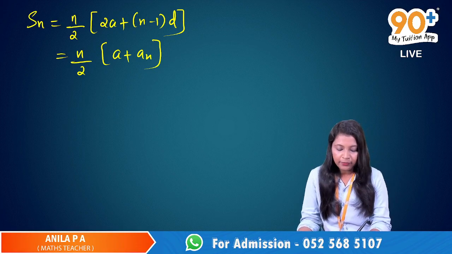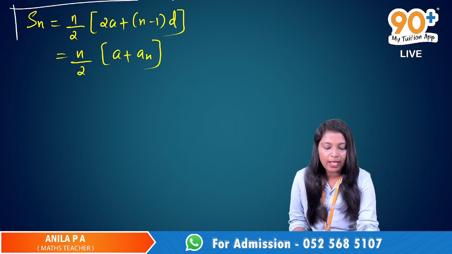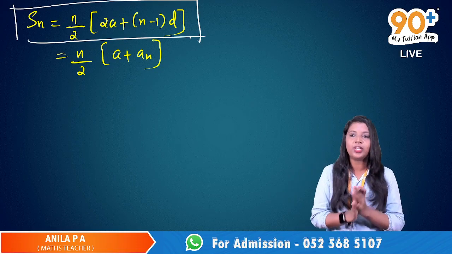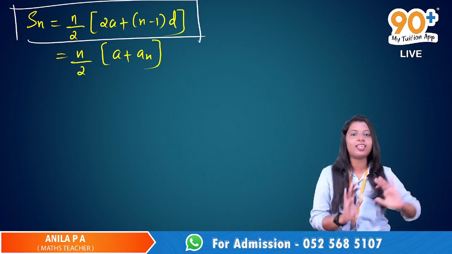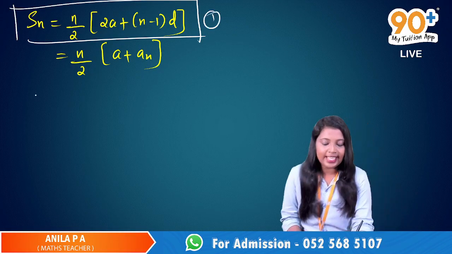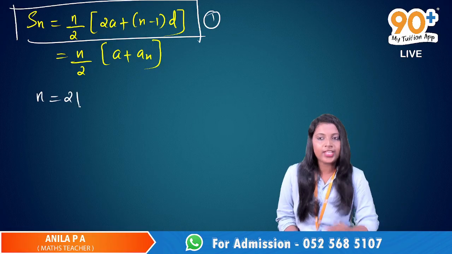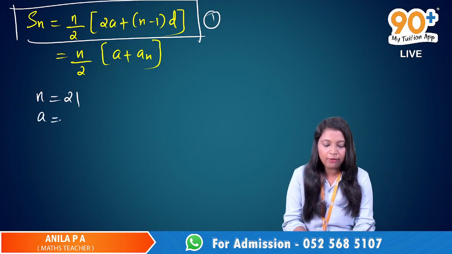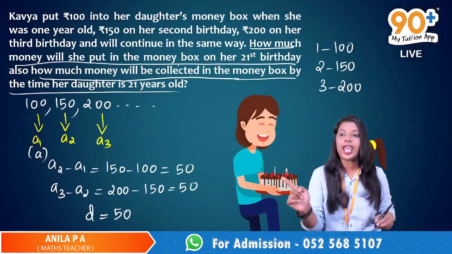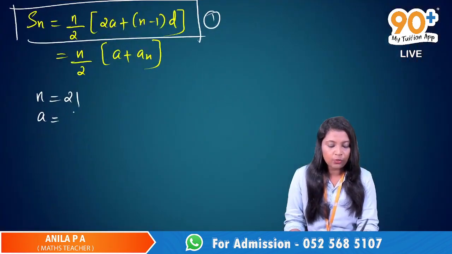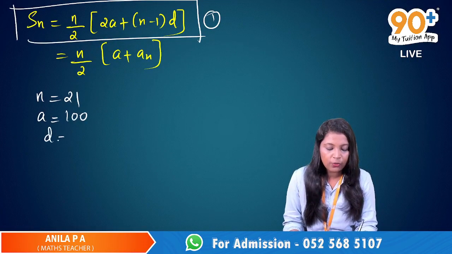So here, when you are using the first one, I'm going to use n by 2 into (2a plus (n minus 1) into d) first. Let's forget about the second one for now. So what is n? I need to find S21, so n is equal to 21. What is a? A was the first term. As you can see here, a was 100 and d was 50. So a is equal to 100 and d is equal to 50.